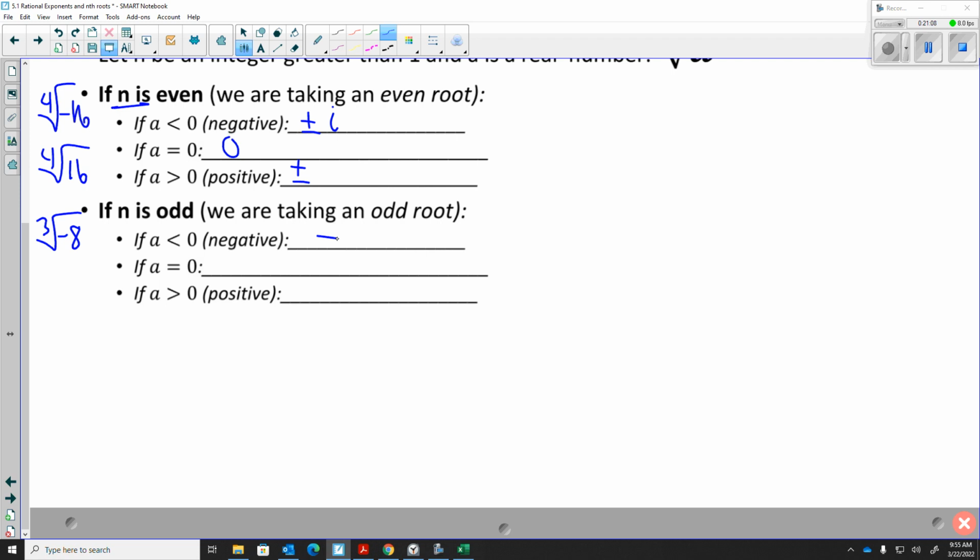Bummer for him. If it's 0, doesn't matter. You're just going to get 0. And if it's positive, you're going to get a positive number.